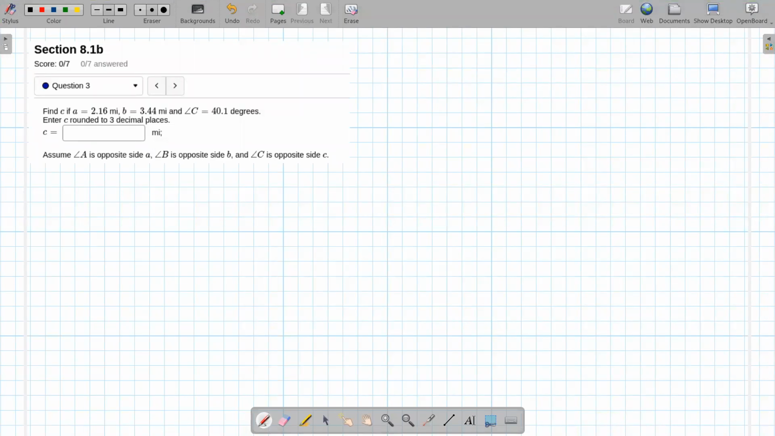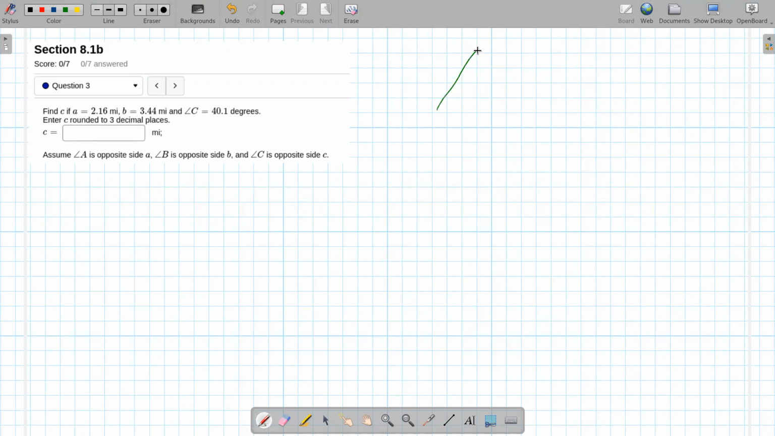First thing I want to do is just sketch it out. So important thing whenever we make these sketches is that angle A, or alpha, and side A always have to be opposite each other. So I have side A, side B, angle C.